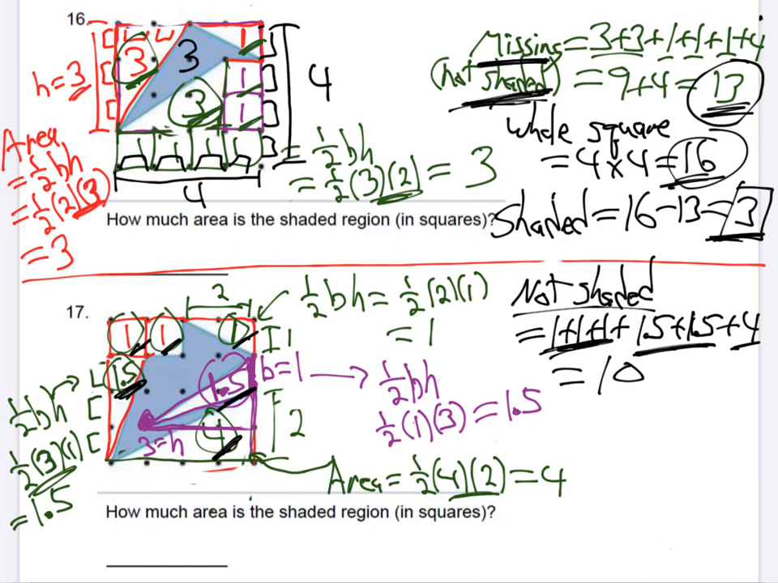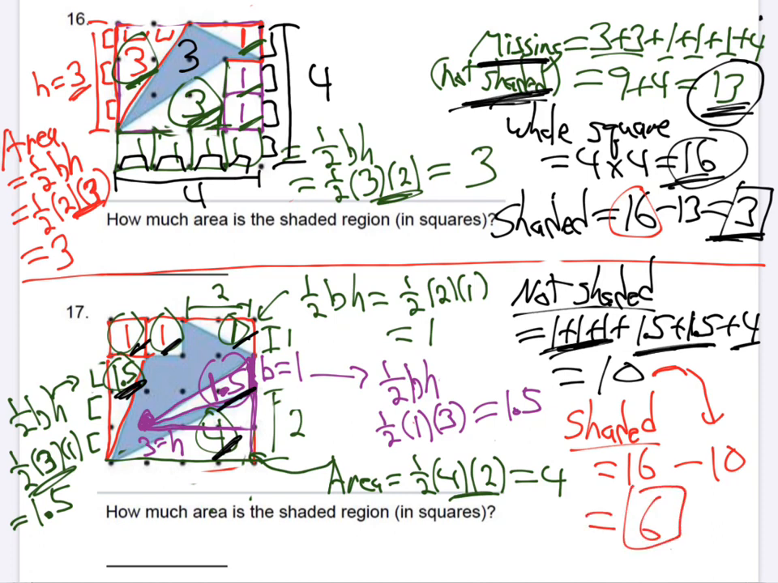There must be 10 total squares not shaded. So then shaded must be 16 minus 10, because again, there's 16 total squares in these diagrams. Minus the 10 that are not shaded equals 6. Exactly 6 squares must be shaded in that weird shaded figure. There we go.